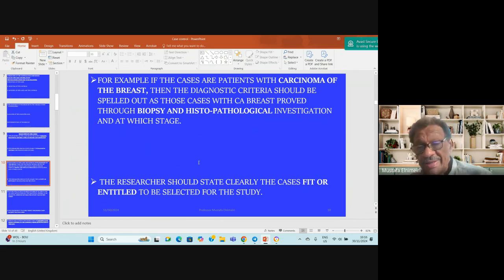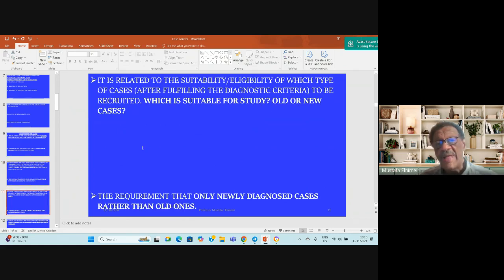The researcher should state clearly the cases that are fit or entitled to be selected for the study, and this is related to the eligibility of which type of cases the investigator intends to include in the study, after definitely fulfilling the diagnostic criteria. Which cases are suitable for the study? Are these old or new cases? The requirement is that only newly diagnosed cases, rather than old ones, are to be included in the case control study.